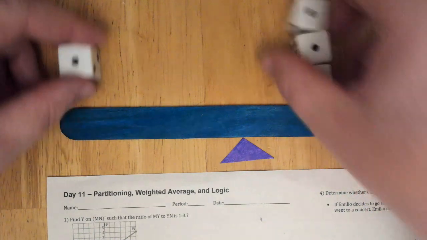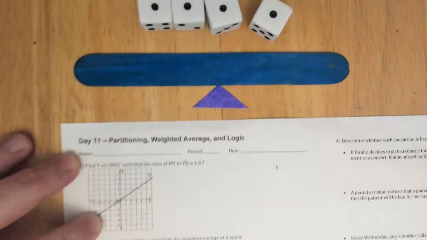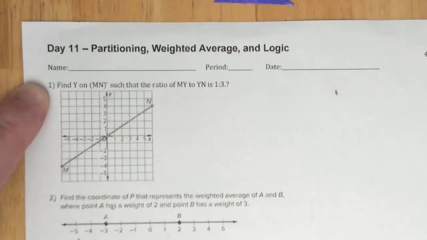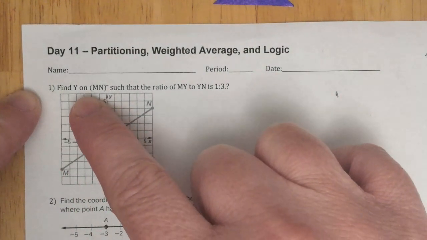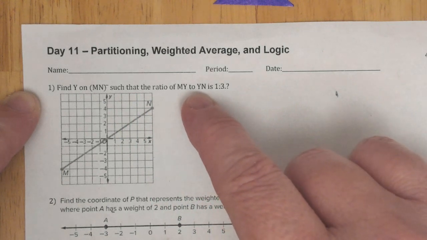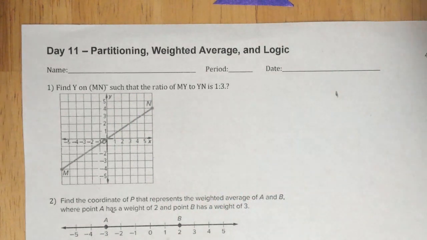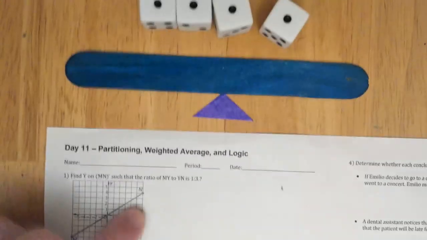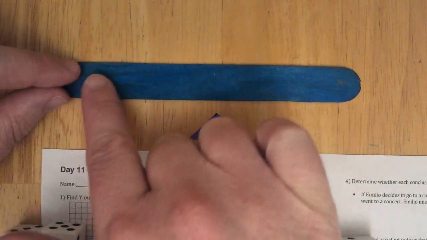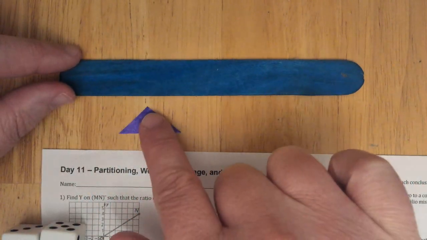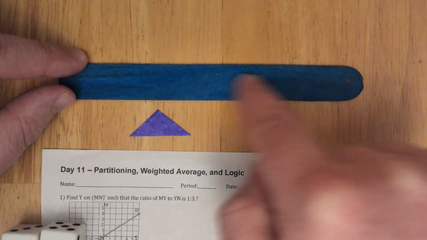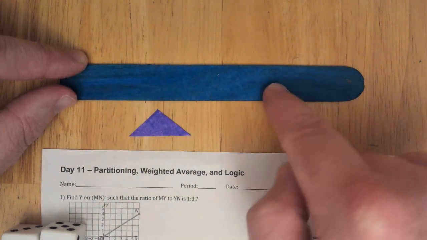All right, so in this case right here, for number one, and I'll zoom in just in case you can't read that. It says, find Y on MN such that the ratio YM to YN is 1 to 3. All right, so this is what's happening. We don't know what these are right now, but the ratio right here is 1 to 3. So that means that we have 1, and then the bigger part right here, 3, is over here. So this is 1, this is 3.